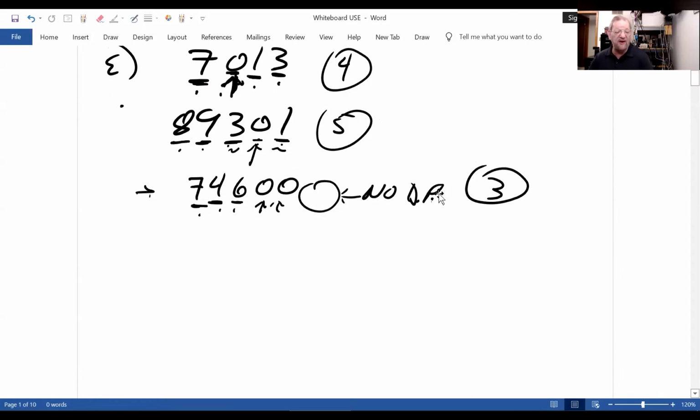Let's give you one to try. How many significant figures are in this number? Remember, keep your eyes on your own screen. I'm just kidding.